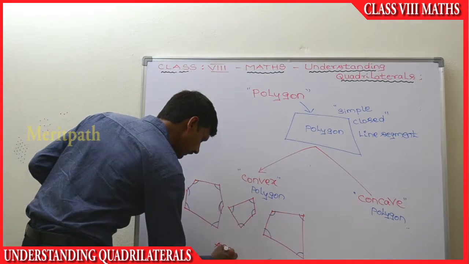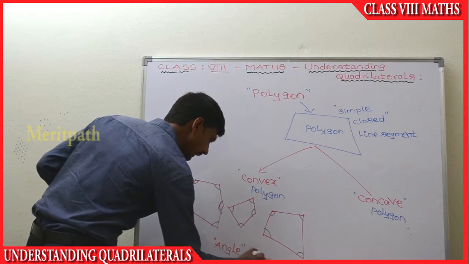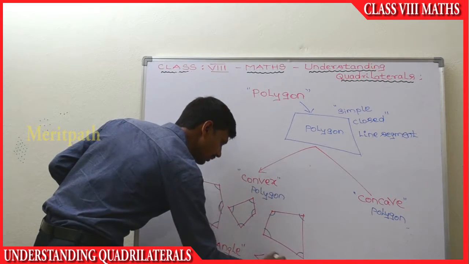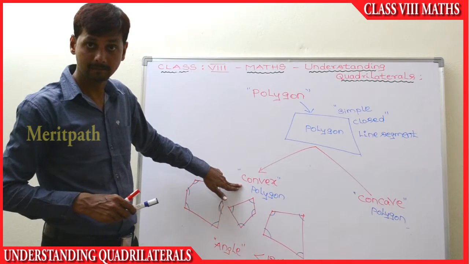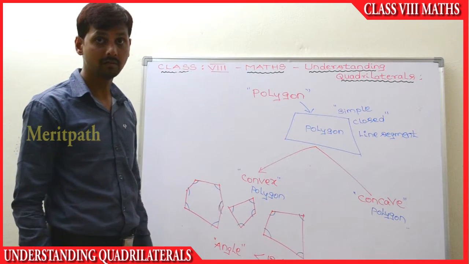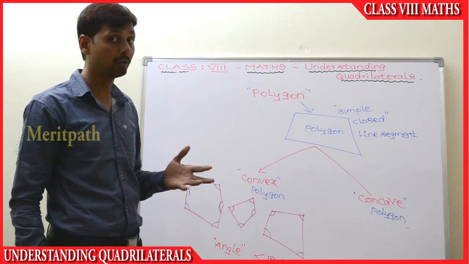Angle is less than 180 degrees. So this kind of polygons are called convex polygons. So let's go for concave polygon.